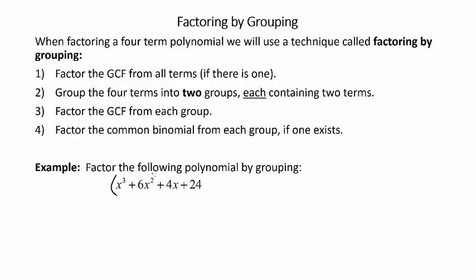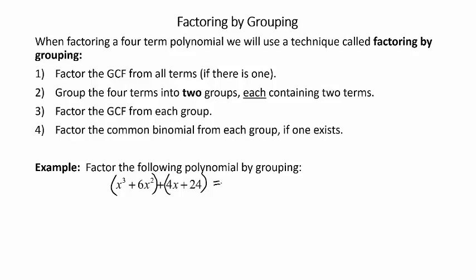So to do that, we're going to group them like so. I'm going to group the first two terms, x cubed plus 6x squared. Just put parentheses around those two terms. And then also put parentheses around the last two terms, 4x plus 24. Now you want to factor out the GCF from each of those groupings.